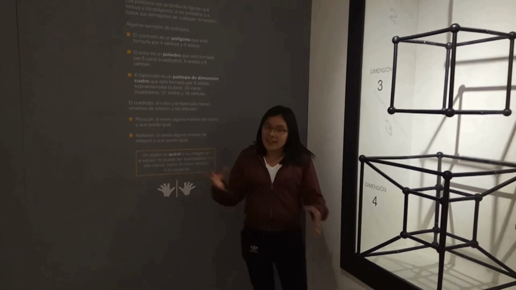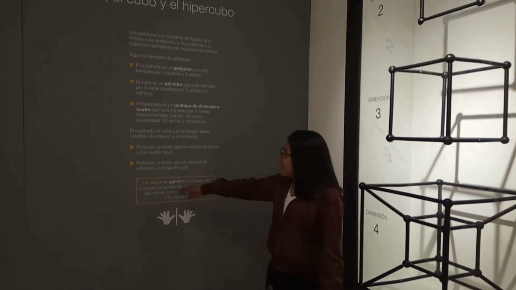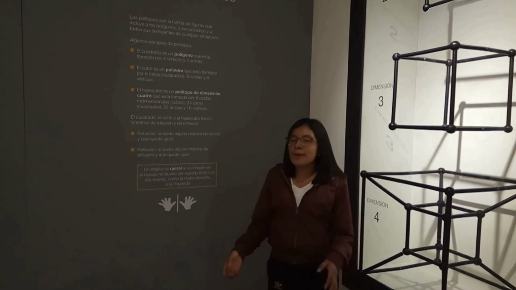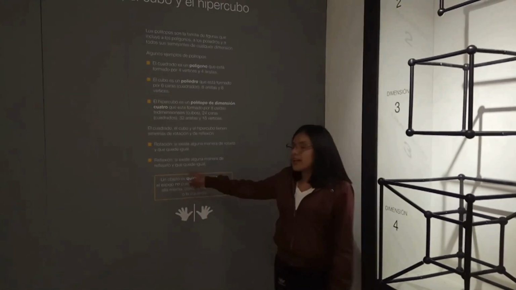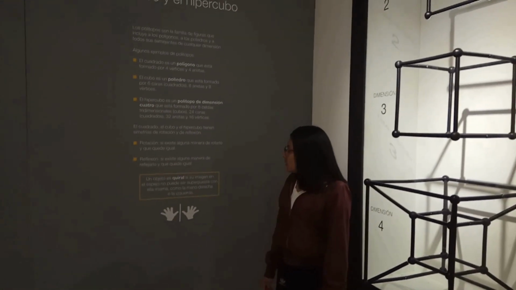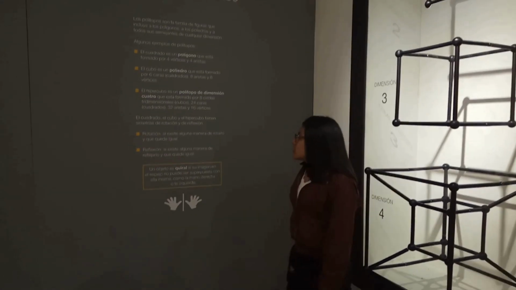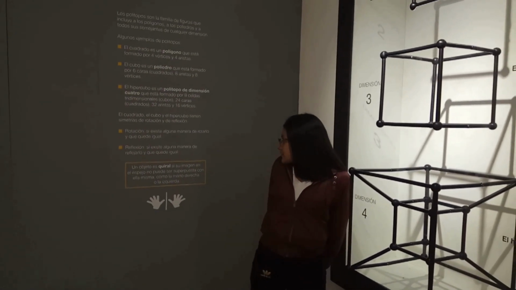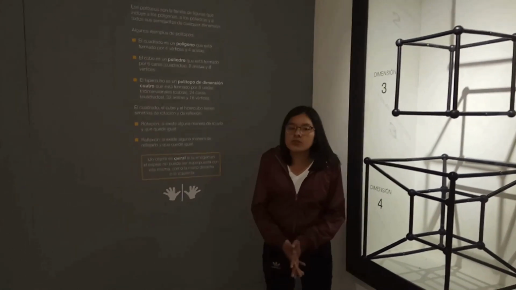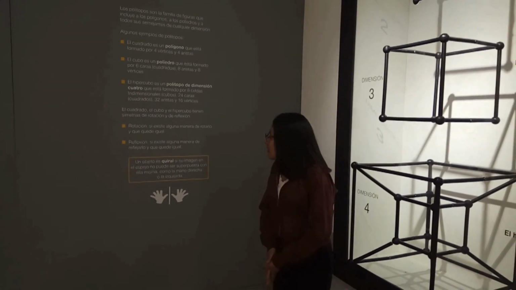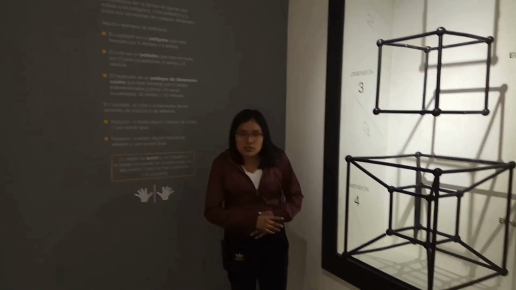They have symmetries of rotation and reflection. Rotation: if there is a way to rotate it and it stays the same. Reflection: if there is a way to reflect it and it remains the same.